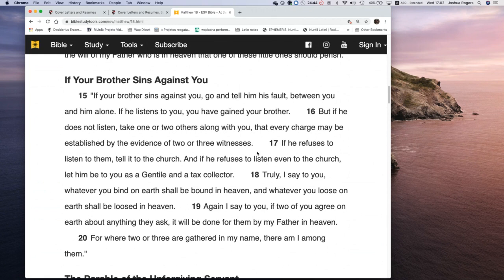It's a known fact that when you build community, the more people you bring together under one vision, the more conflict potential you have. And so conflict resolution is part of that, jumping over hurdles, removing obstacles from community working together. It's not always possible, right? And in the end, if he refuses to listen to them, tell it to the church. If he refuses to listen to the church, then let him be as what?